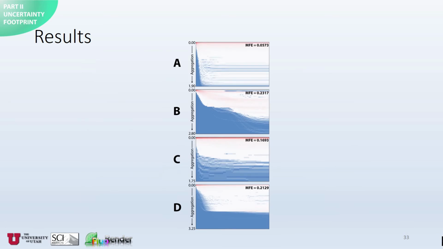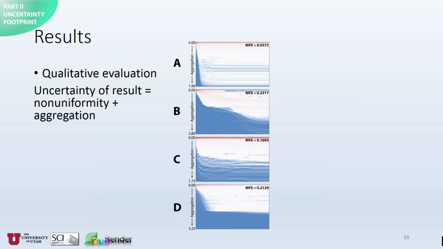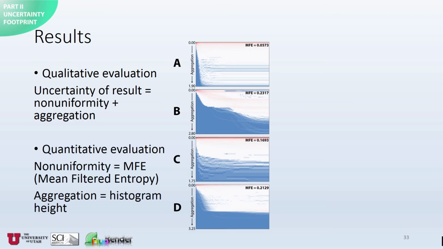We put the 2D histograms of all the examples together and would like to make sense of how we can interpret the results. For qualitative evaluation, we can analyze the uncertainty of a segmentation result by looking at two factors. First, how non-uniform the patterns look in the histogram. Second, how high the aggregated value achieves. A certain segmentation result should have uniform patterns and low aggregated values. To quantify the two factors, we calculate the mean filtered entropy to measure the non-uniformity, and the aggregation value can be read from the histogram directly.